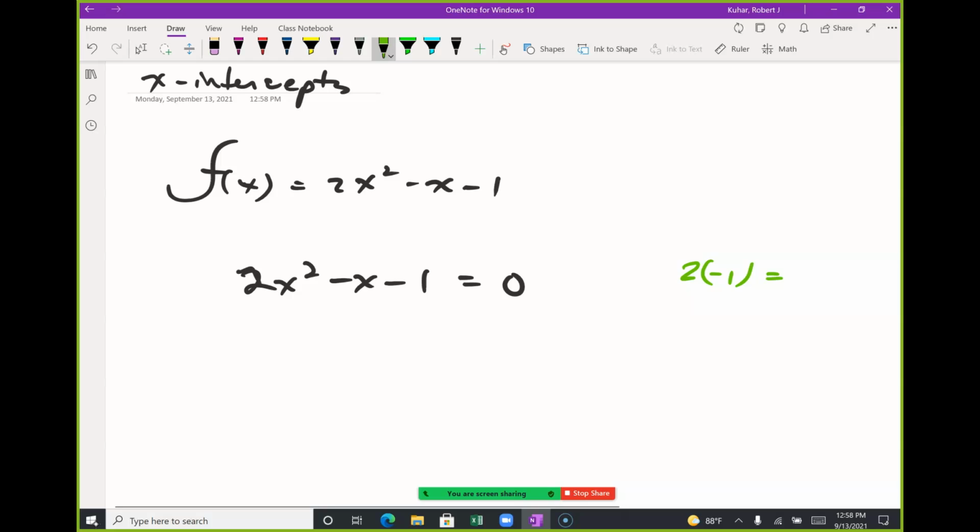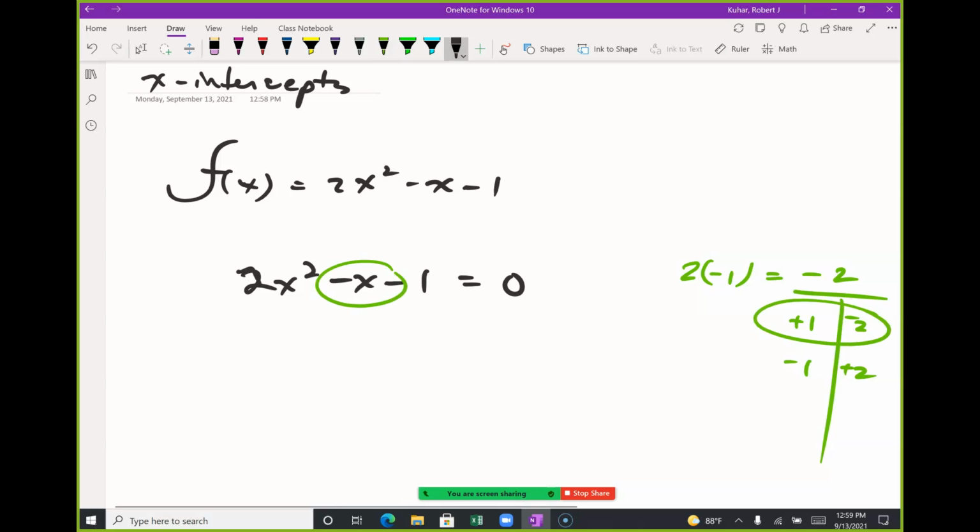So 2 times -1 is -2. The factors of -2 are 1 and 2, with one of them being positive, one being negative, or switched. And of course, the one that's going to get me my B value of -1 is +1 and -2. So I'm going to split the middle term: 2x squared plus 1x minus 2x minus 1 equals 0.